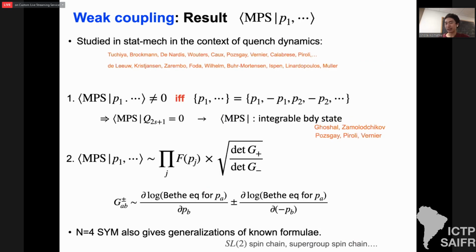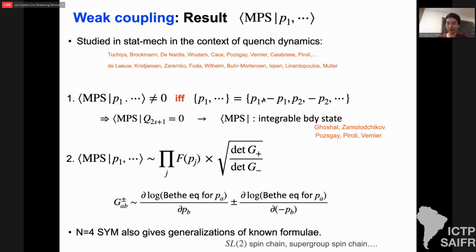And one nice thing about this overlap between the matrix product state and the operator, which is the eigenstate of the Hamiltonian, is that this was actually studied a lot in statistical mechanics in the context of quantum dynamics. And what they found is that this overlap is non-zero if and only if the set of momenta are parity symmetric.